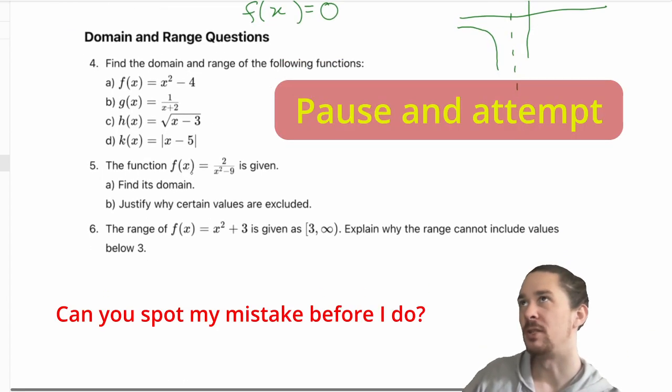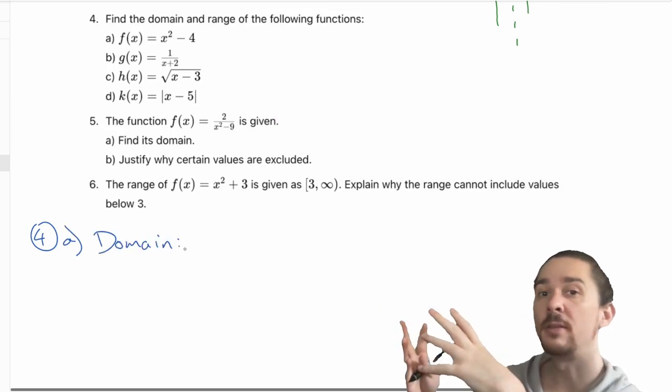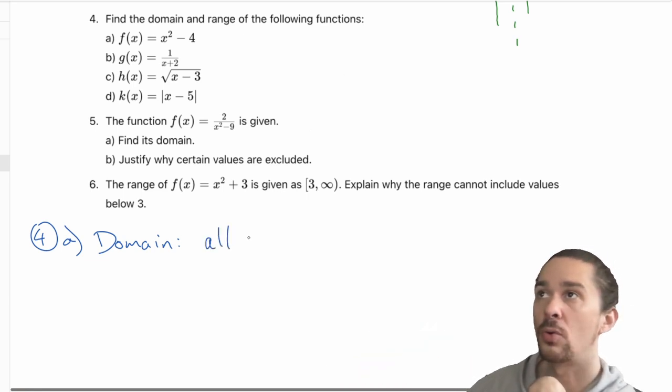Domain and range questions. Find the domain and range of the following functions. So for A, the domain, if the function is x squared minus 4, there's no value of x that we are not allowed to square and subtract 4 from. So the domain is all real x.